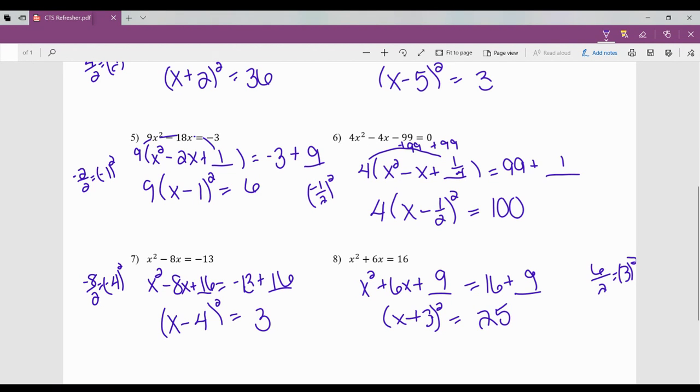All right, so now you guys try the completing the square sheet.